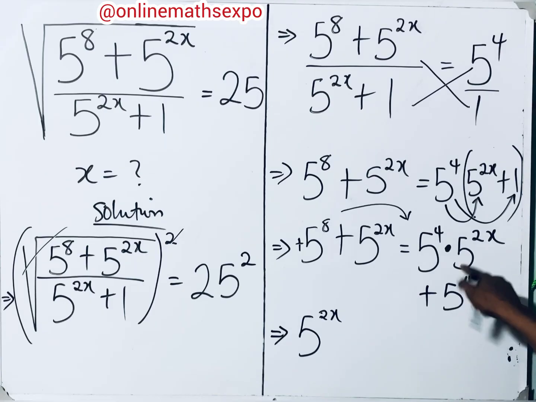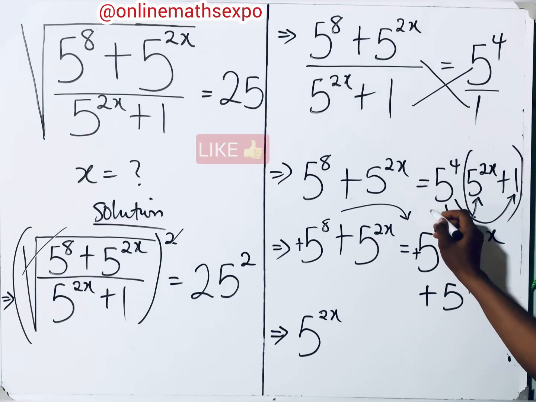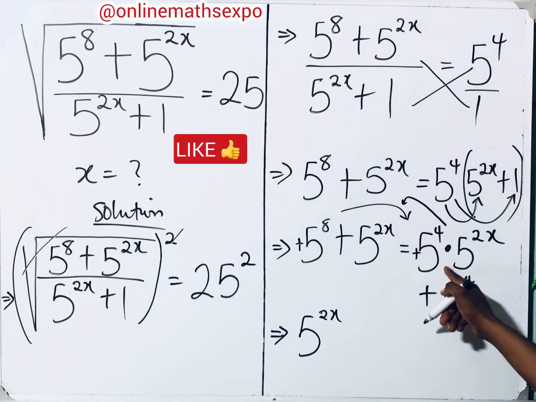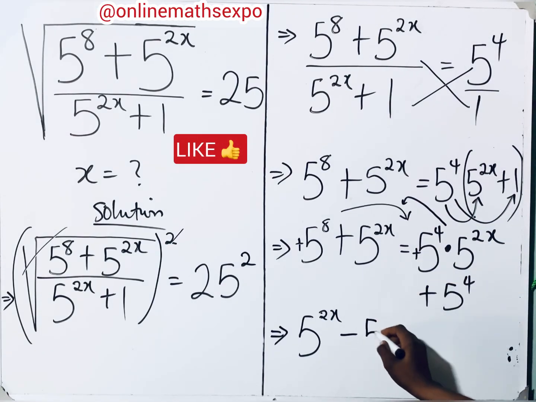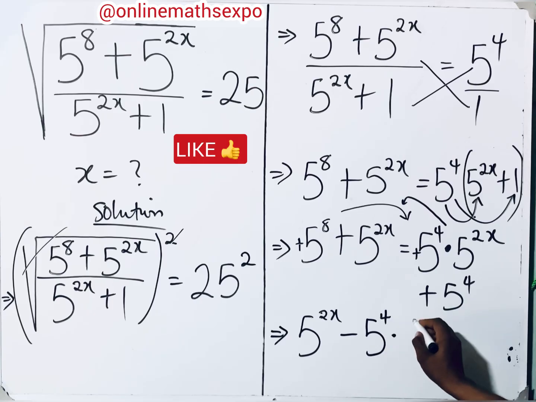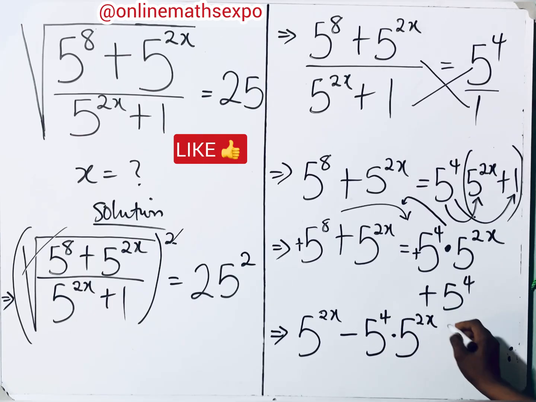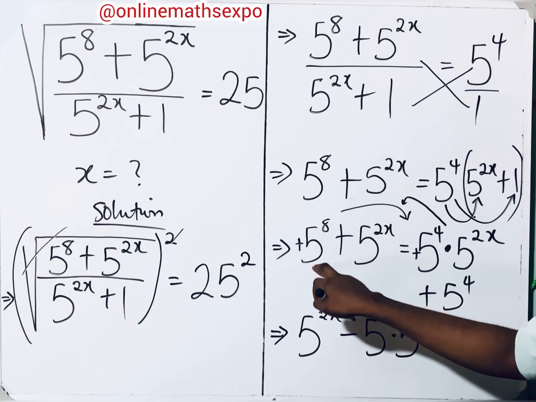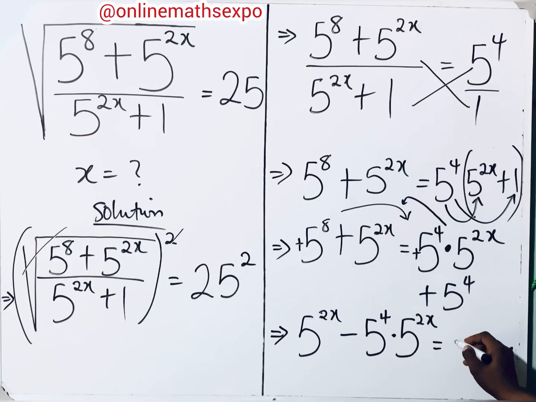Now this is positive here, so you are going to remove it and it becomes what? Negative. So you're having negative 5 to the power of 4 multiply 5 to the power of 2x. You see what we're doing? Then bring down your equal sign. You observe that when you remove this by subtracting, you are going to have negative 5 to the power of 4. So this is the same as 5 raised to power 4 minus 5 to the power of 8.